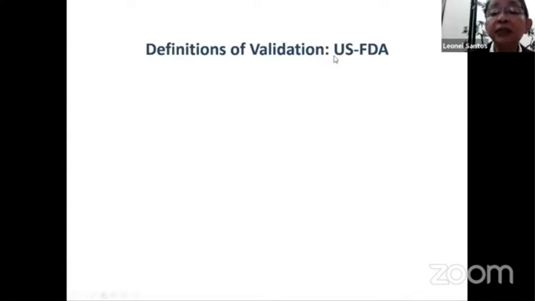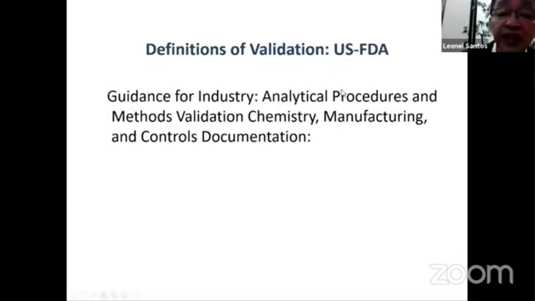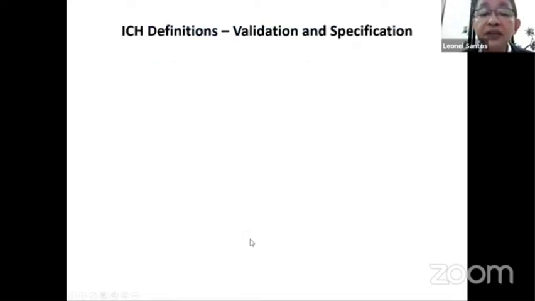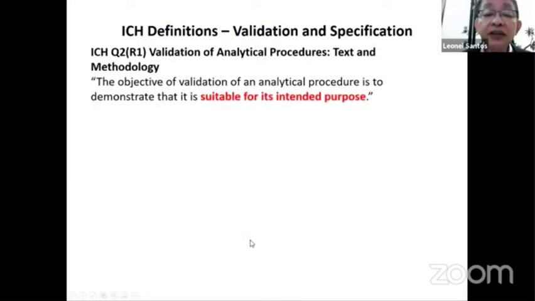The definition of validation based on the United States FDA is consistent with USP and ICH. This is based on their document, Guidance for Industry, which focuses on method validation and suitability for the intended use. The ICH definition, again, is consistent: it is suitable for its intended purpose.